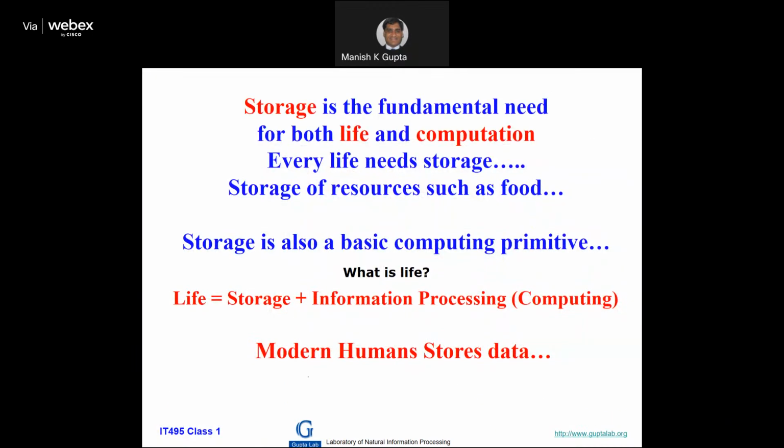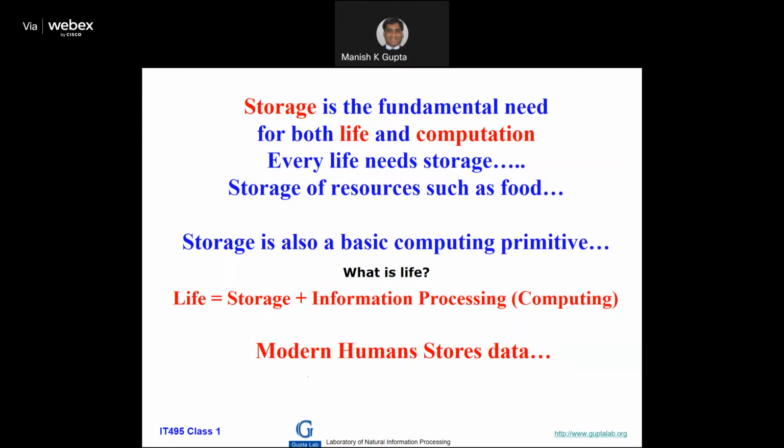storage. So storage is the fundamental need for both life and computation, right? Like having all your books stored in your bag, it's a very primitive need, right? And every life needs storage of resources such as food. So it is also a basic computing primitive. And many times it is said that life is nothing but storage plus information processing, that is computing. That gives you different kinds of life forms on the planet.